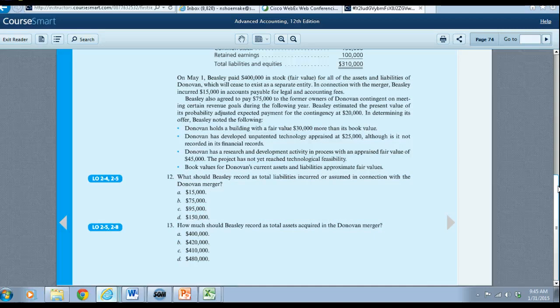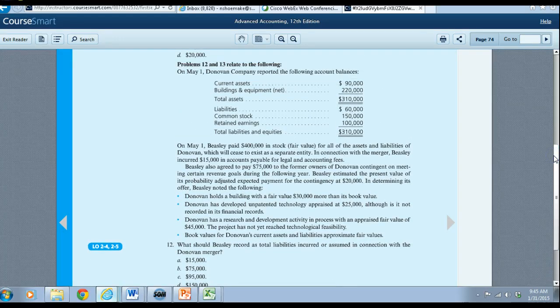The next one says, how much should Beasley record as total assets acquired in this merger? So it tells us that Beasley is buying all these assets, but Donovan holds a building with a fair value $30,000 more than its books. So even though this shows 220, we're really acquiring it for 250. You know what I'm saying? Because the book value on the books is 220, but it's letting us know that the fair value is really 250. And also, it tells us that Donovan has developed unpatented technology appraised at 25,000, even though it's not in the books, but we know we're acquiring that.